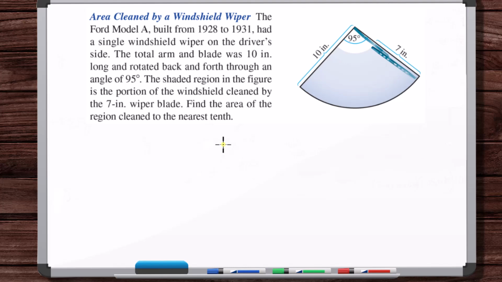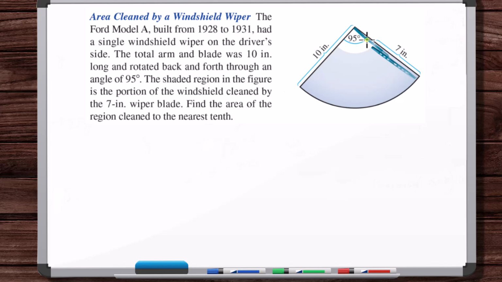All right, here's a good problem that I thought was a good illustration of how areas of sectors could come up in real life application situations. The Ford Model A, built from 1928 to 1931, had a single windshield wiper on the driver's side. The total arm and blade was 10 inches long and rotated back and forth through an angle of 95 degrees. The shaded region in the figure is the portion of the windshield cleaned by the 7-inch wiper blade. Find the area of the region cleaned to the nearest tenth.